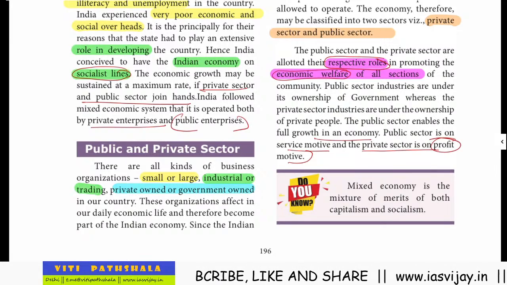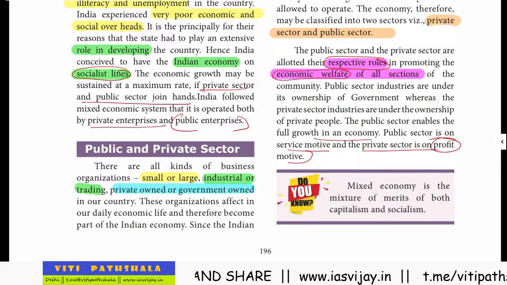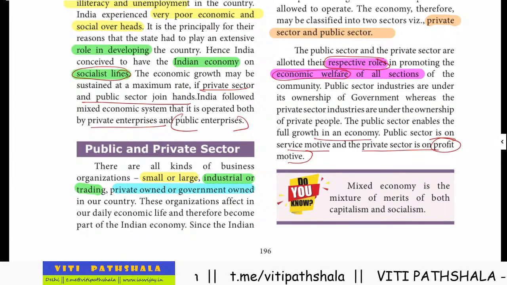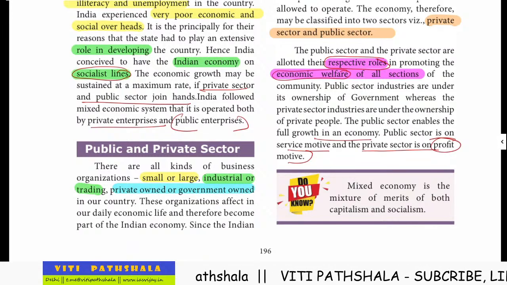Whereas on the other side, at the time of the Cold War, we had the other perspective of the USSR, Russia. They were focusing on socialism. Everything was in the hands of the government, everything was provided by the government.